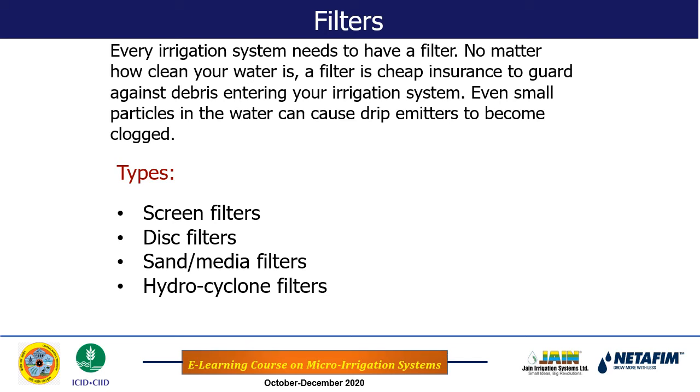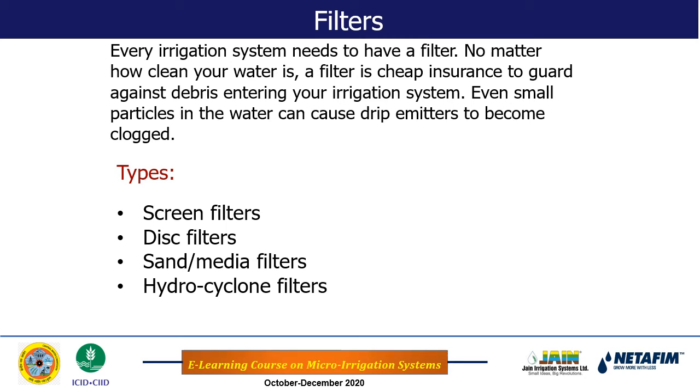Many times farmers install the filters, but they bypass them. Then naturally the drippers will be clogged, and once drippers are clogged, they are huge in numbers and it is very difficult to locate them, and there will be highly non-uniform distribution of the water. So filter is the heart of the drip irrigation system.